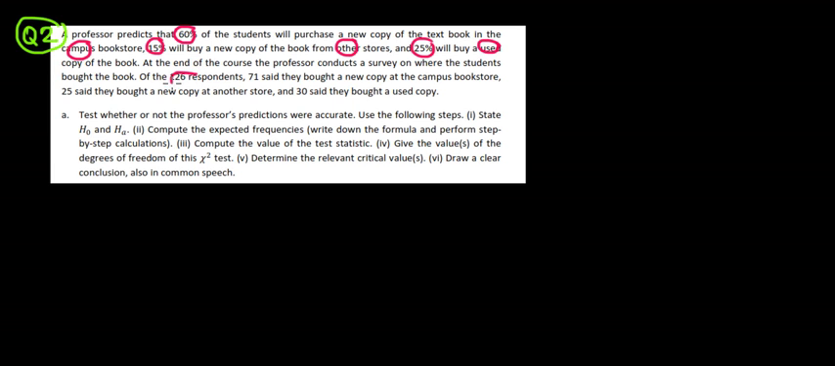So we have 126 observations. 71 said that they bought it at the campus, 25 said that they bought it at another store, and 30 said that they bought a used copy. We want to test whether these predictions were accurate, so let's write the test that we're using and pretty much solve it. What are we doing here?